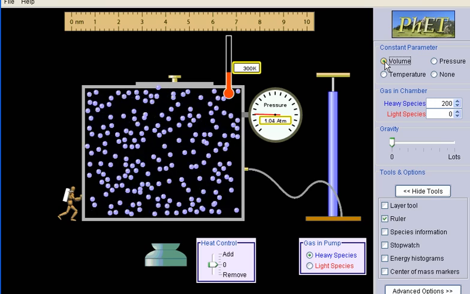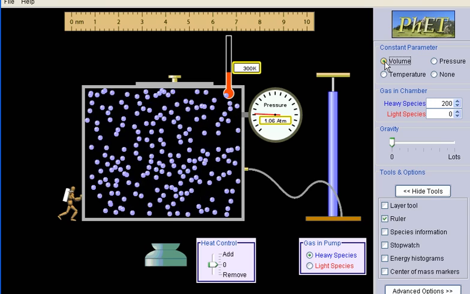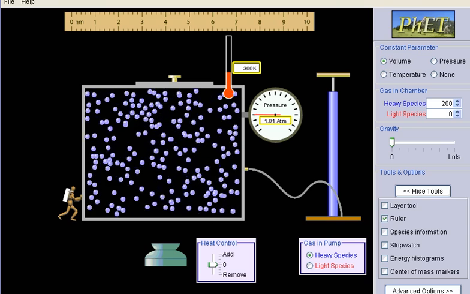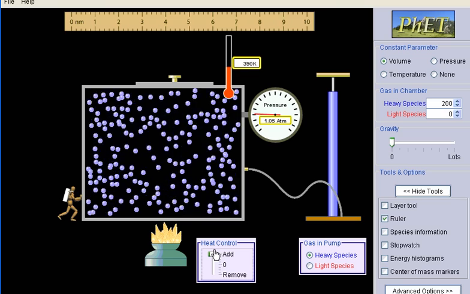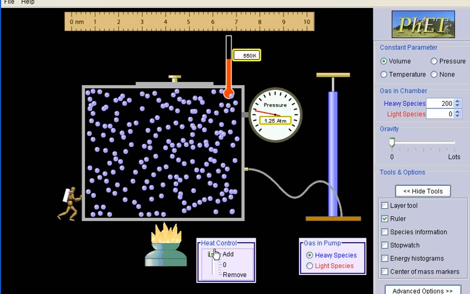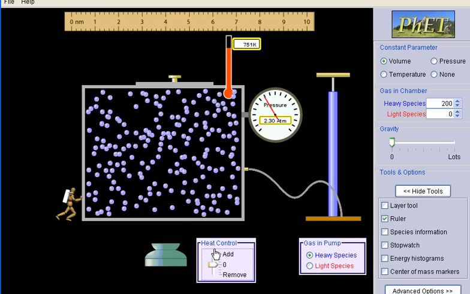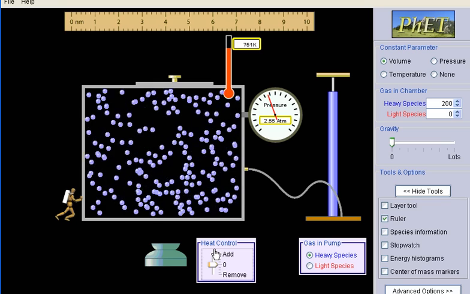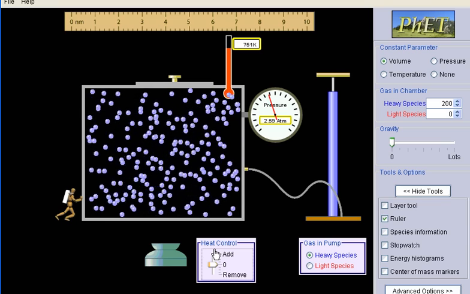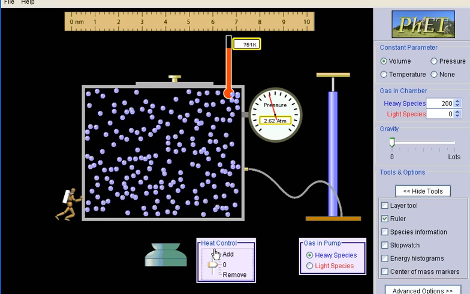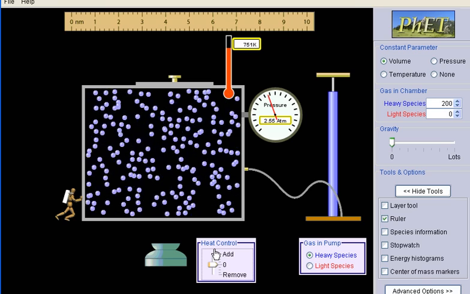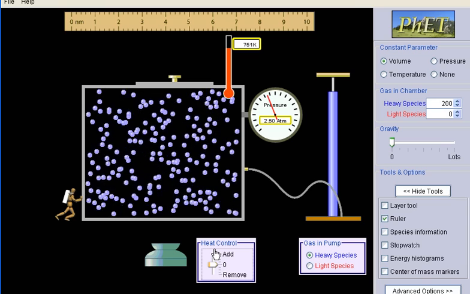So, I want to go beyond what you need to do, and let's go up to 751. At 300 Kelvin, it was at 1.0. Now, since my volume didn't change at all, you can see my little guy over there, he's pushing to make sure you keep the volume constant, working hard over there.